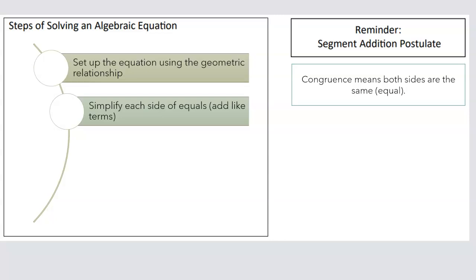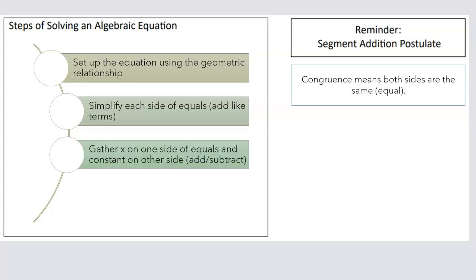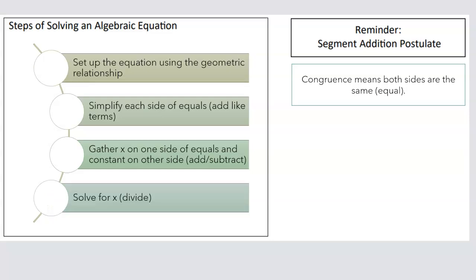But on each side of the equal sign, if there's anything you can add together to combine before you start solving the equation, that makes your life easier. And then if I have x's on both sides, I want to make sure I gather all the x's to one side of the equal sign and all of the other numbers to the other side of the equal sign by adding and subtracting. And then I'm going to solve for x, usually by dividing at that point.